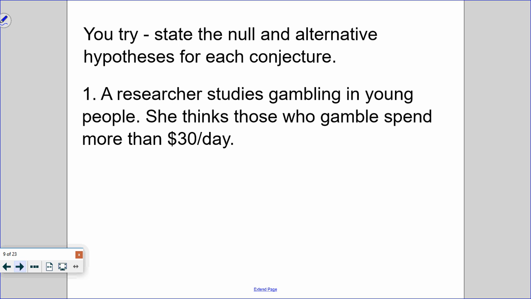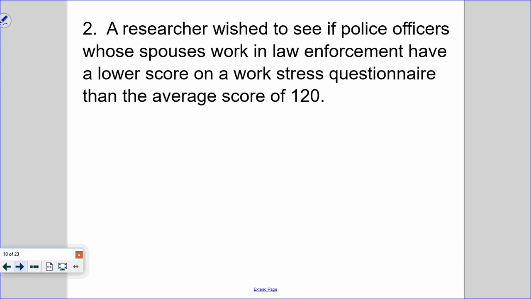Okay. So what is my null hypothesis? Mu equals 30. And we are thinking that those who gamble spend more than $30 a day. So this would be greater than 30. Okay. Questions about that? Okay, try that one.